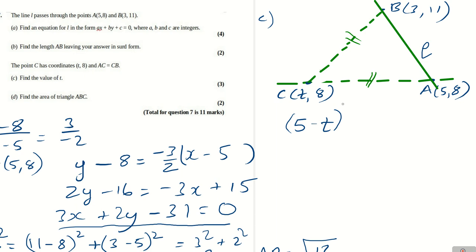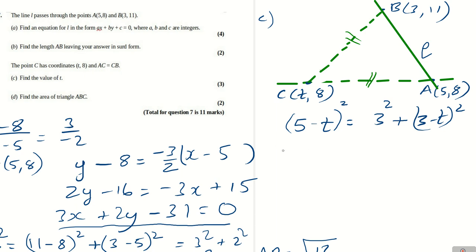Now, if I square that, that has got to be equal to the square of the side BC. Now BC we have to work out by using Pythagoras, so it's going to be the difference in the y coordinates, which is 11 minus 8, which is 3 squared, plus the difference in the x coordinates, which is going to be 3 minus t squared. So we've got an equation here with one unknown, t, that we're trying to find.